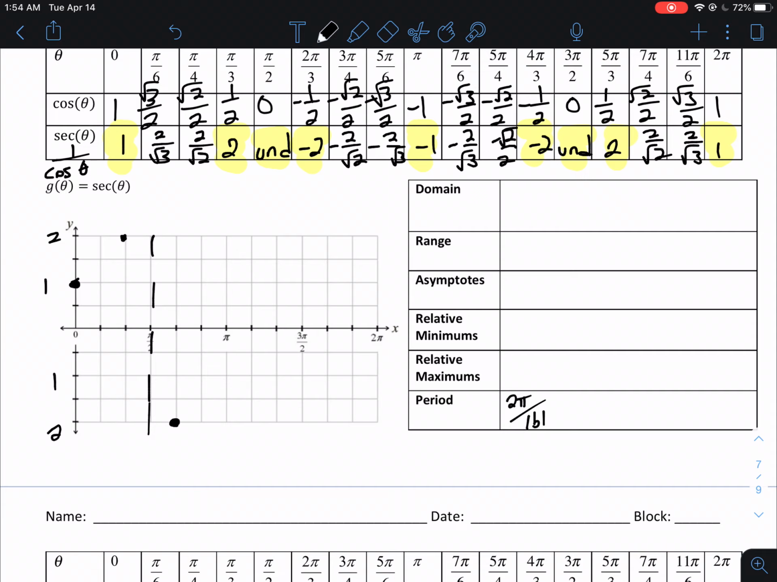At pi, we're going to be at negative 1. At 4 pi over 3, we're going to be back to negative 2. And at 3 pi over 2, we're going to be undefined, so an asymptote. And then we're going to be at 2 and 1 respectively here. And so you can see it's going to be a similar graph. It just got cut apart a little bit differently if you want to think about it that way.